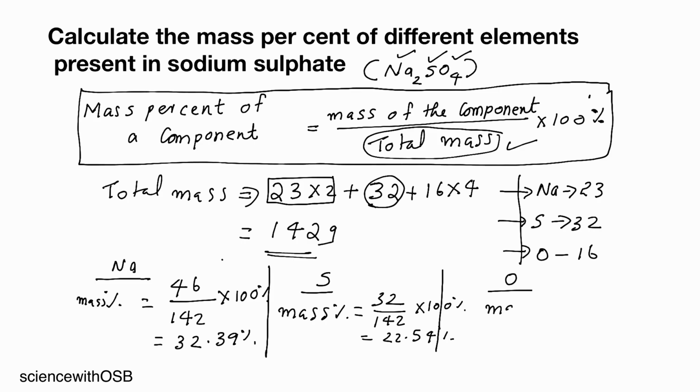Last one is oxygen. We can find the mass percentage of oxygen. Mass of oxygen is what? 16 into 4, 64 by total mass 142 into 100 percentage. On calculating, you will get 45.07 percentage. Okay, hope you understand.